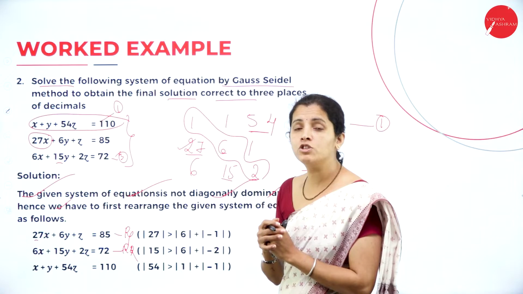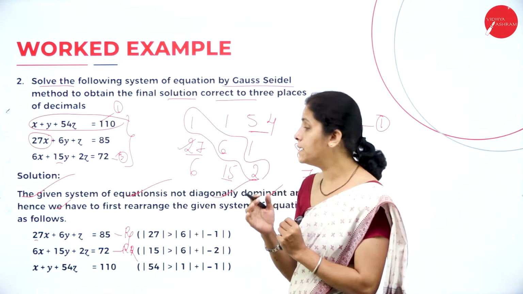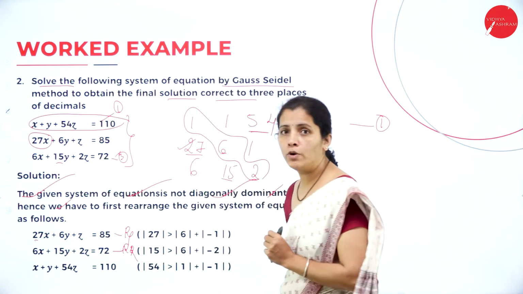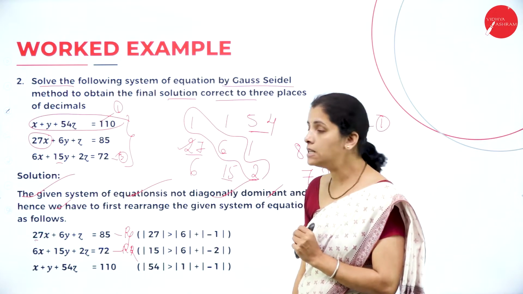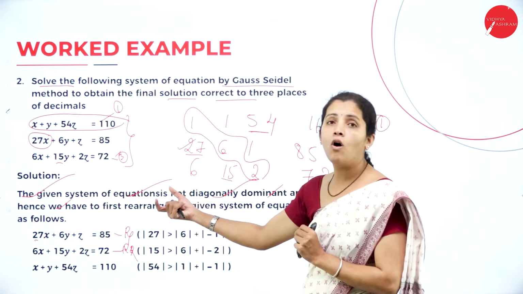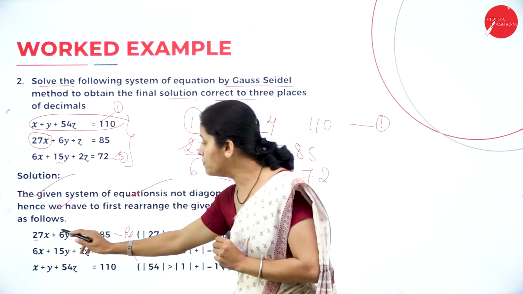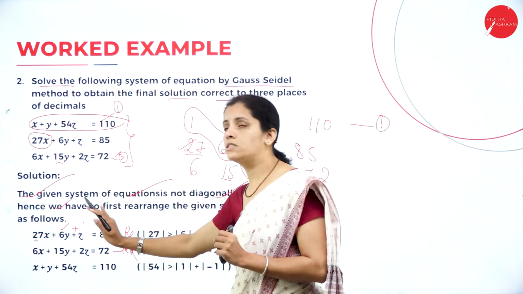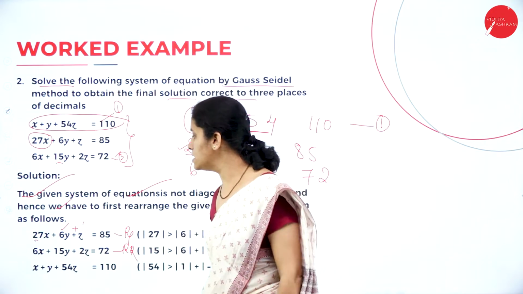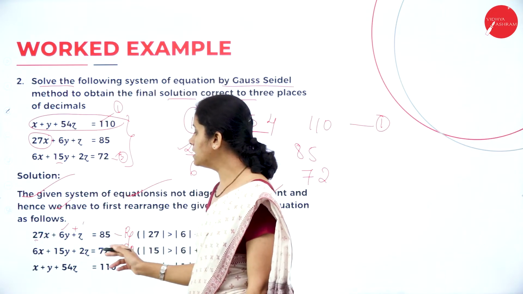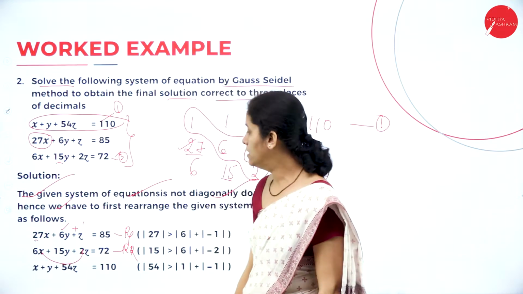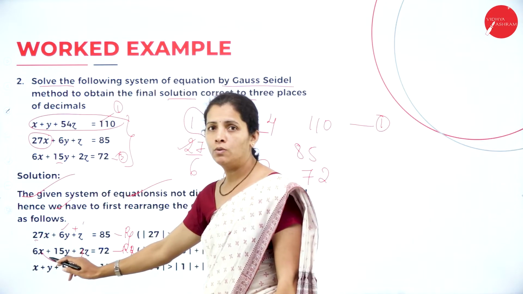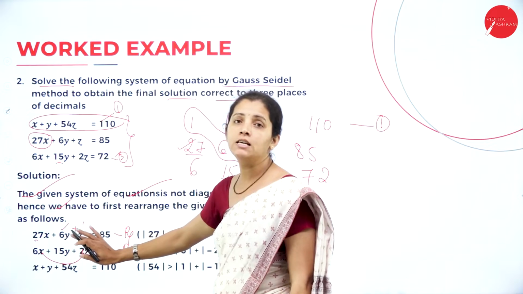I just want to cross check that in the Gauss-Seidel method, they explain that whatever the x value I am going to have, that must be greater than the remaining sum of the two coefficients. So here I have 6 and I have 1. So 27 is greater than 7. It is fine. Now if I consider this one, 15 is greater than 8. It is fine. Now if I consider 54, 54 is greater than 2. Okay, now this equation is correct.